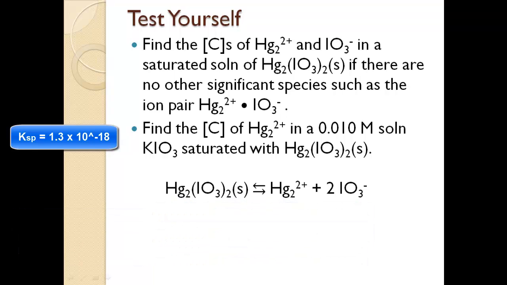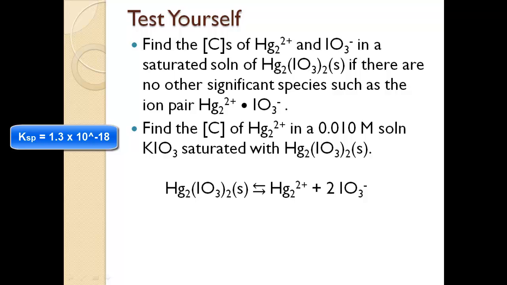The second part of the problem says, find the concentration of the mercurous ion in a 0.01 molar solution of KIO3 saturated with that same solid. So here is an example of the common ion effect. We're adding a separate source of iodate into this solution.